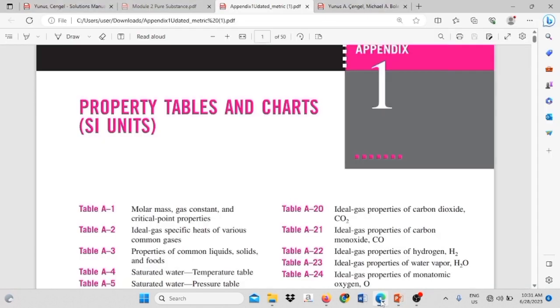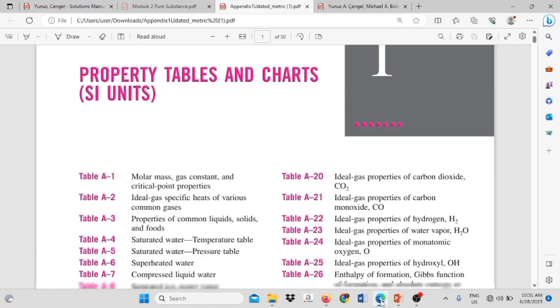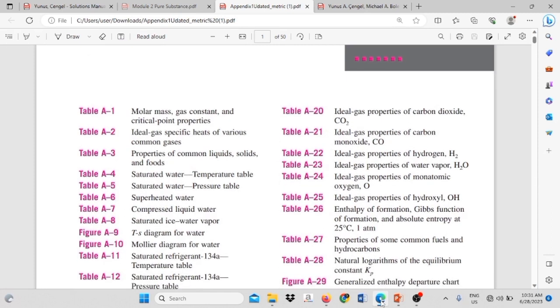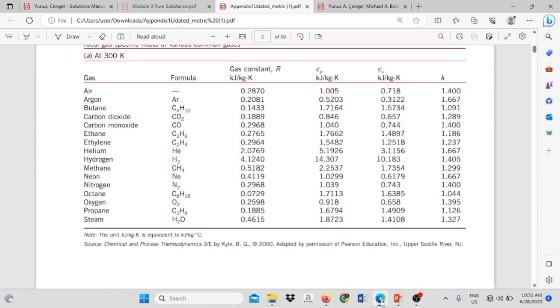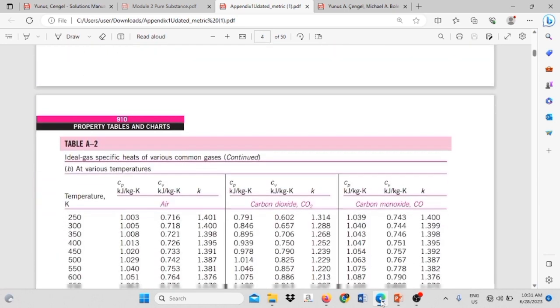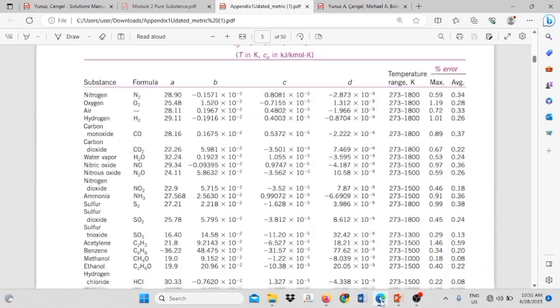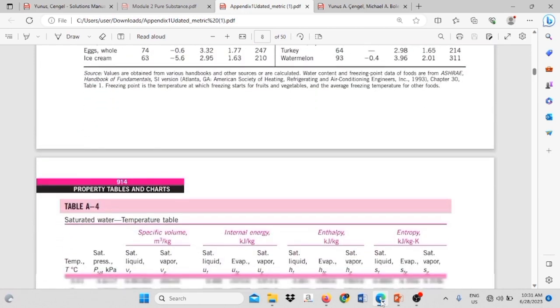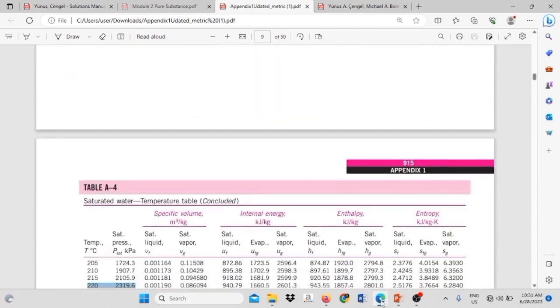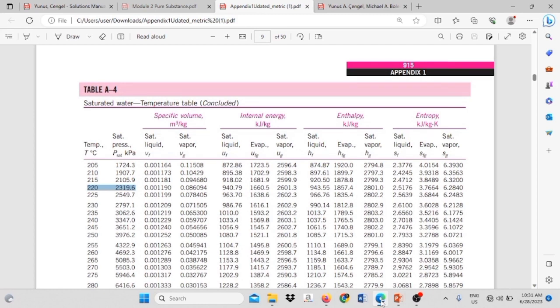So this is our property tables. The table that we're going to use is Table A-4, the saturated water temperature table, since the given is temperature. So we're going to find 220 degrees Celsius. At 220 degrees Celsius, the pressure is 2319.6 kilopascal.